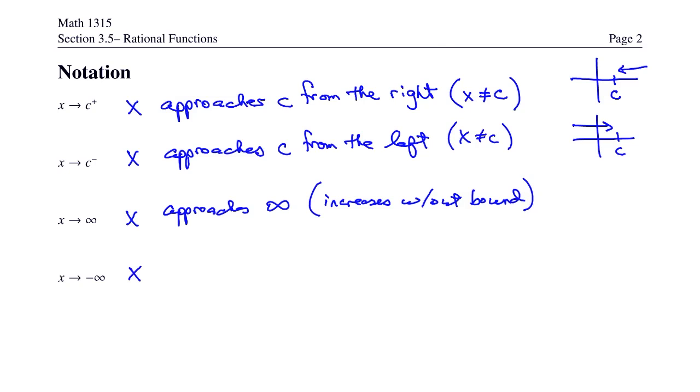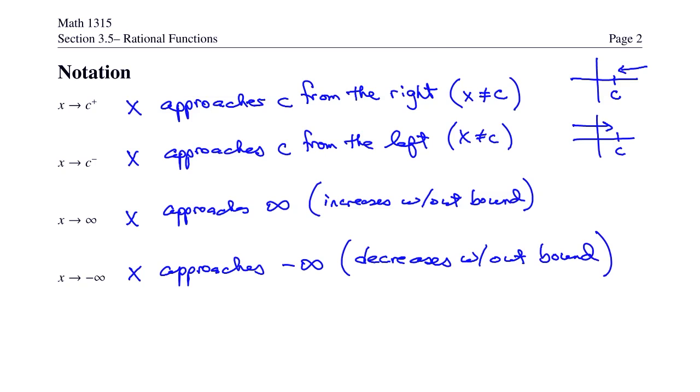The last one, of course, is x approaches negative infinity, and that means the x values are decreasing without bound. The x values are getting smaller and smaller and smaller, and there is no limit on the bottom as well. Again, these we used before when we talked about end behavior. X goes to negative infinity is on the left, x goes to positive infinity is on the right. The first two, x goes to c from the left or right, is going to be some sort of interior number where the x's are going to.